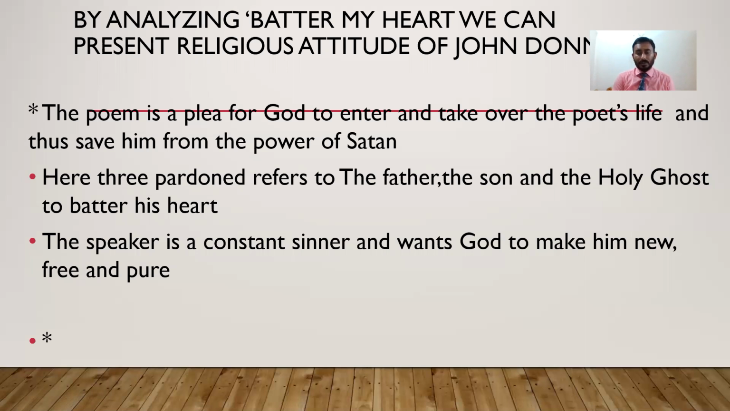These two holy sonnets were actually written in the days of his religious attitude. If we discuss Batter My Heart, we will find an excellent idea about the religious attitude of the poet to God. John Donne is a devotee to God. He believes in God, and he always tries to satisfy God by maintaining the path of religion.